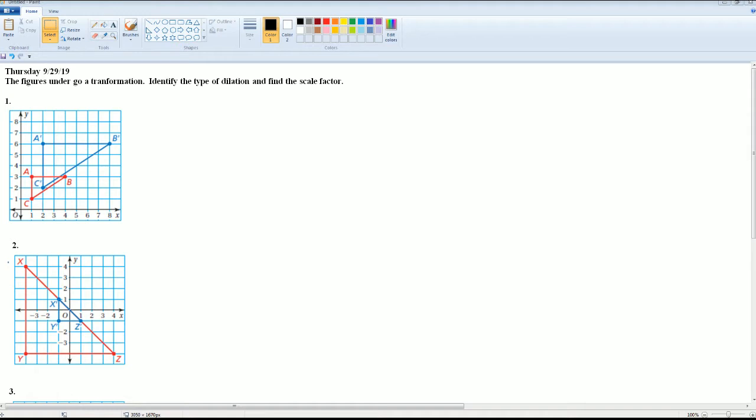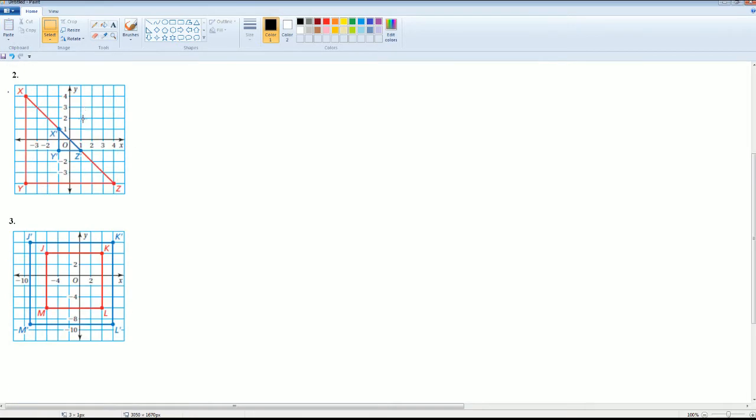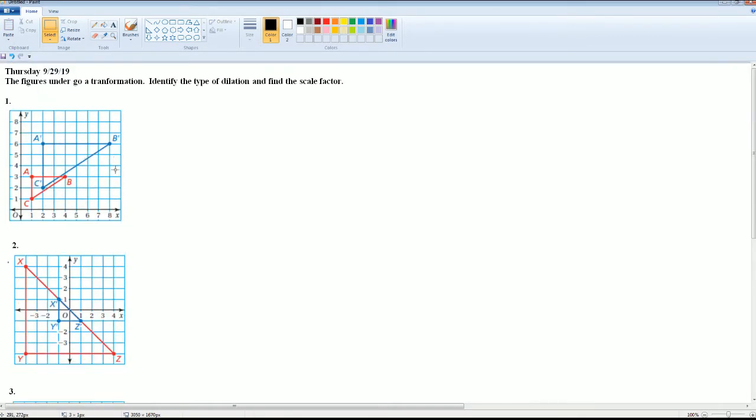This is Thursday's homework. Okay, so you see it diagonally, right? You see 1, 2, and 3, okay? Alright, so the figure undergoes a transformation. You're going to identify the type of dilation and find the scale factor, okay?